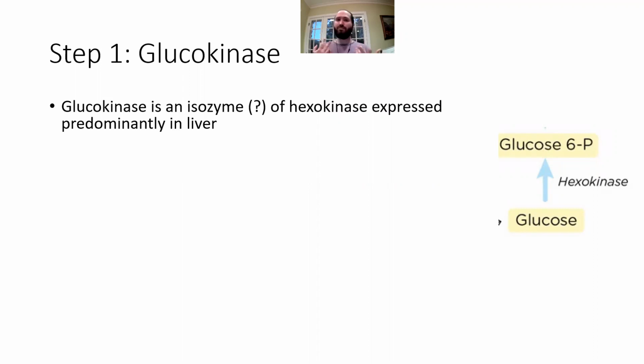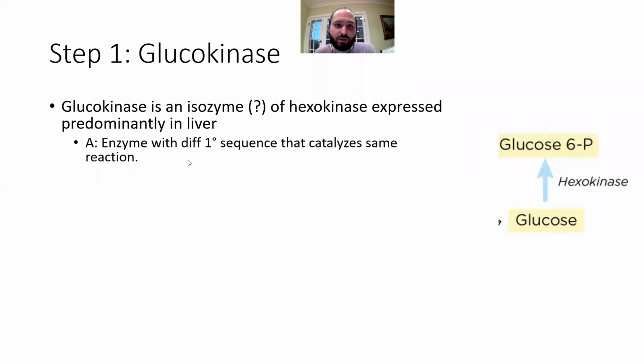So what would an isozyme be? Would that be an enzyme isomer? That's a good guess, because iso we know is like isomer or isoform, or in this case, isozyme. Exactly, it's an enzyme that catalyzes the same reaction. So an isozyme is an enzyme with a different primary sequence that catalyzes the same reaction. So iso, same, zyme, enzyme.